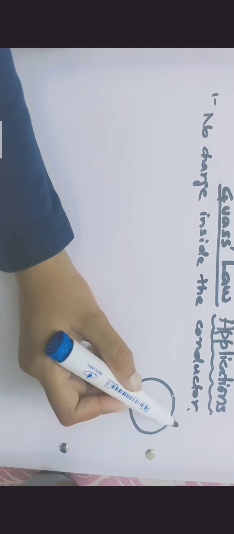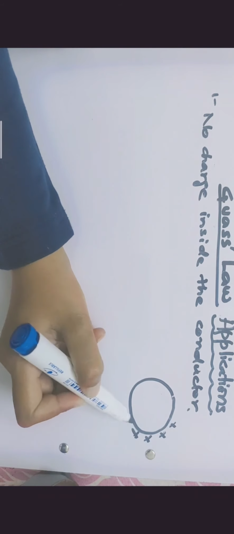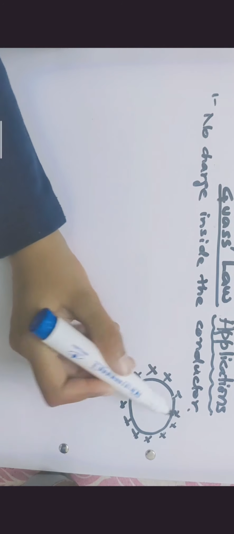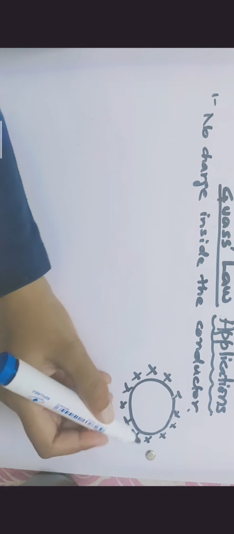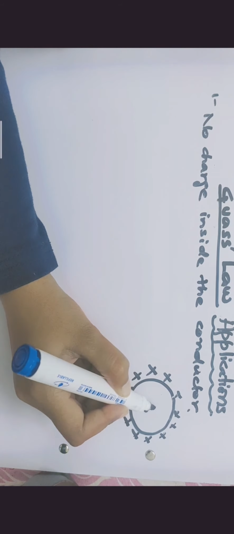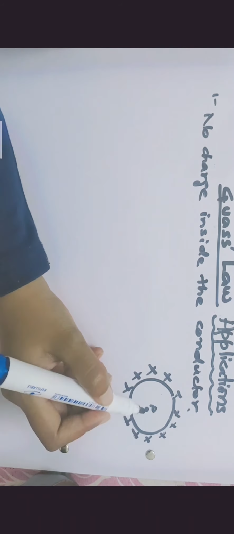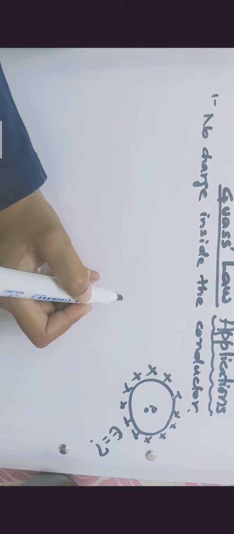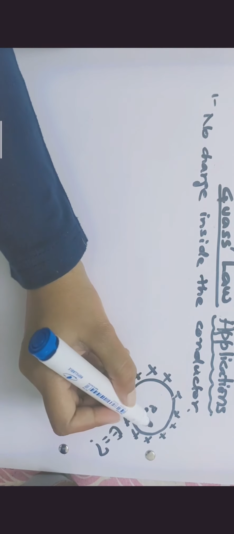Consider we have a sphere with a positive charge sprinkled over it. This charge is basically on the surface of that particular metallic conductor, and we have to determine E at this particular point P. So how can we determine that? What would be the value of E?